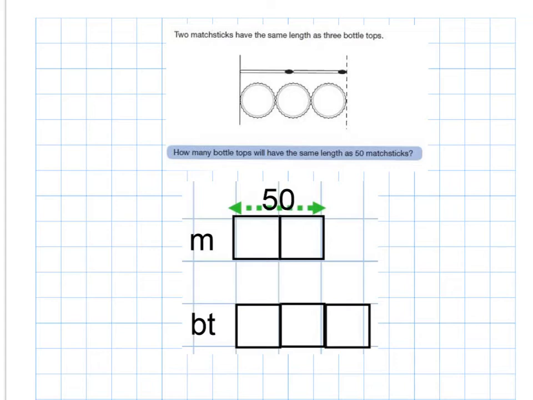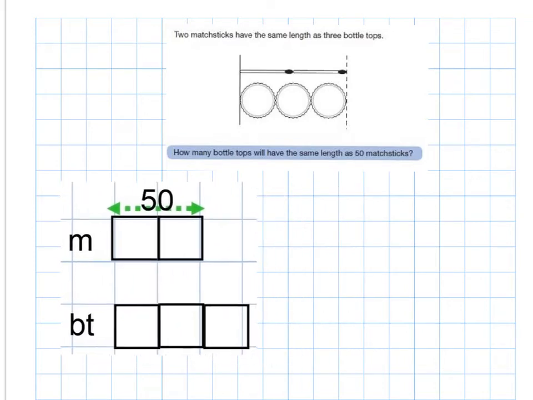Next we've got a problem. I'm not quite sure why two matchsticks have been placed out on a table along with three bottle tops, but somebody has done it. And they want to know how many bottle tops have the same length as 50 matchsticks. So if we scale this up, we could have two matchsticks scaled up to 50, then we could work out how much each one would be representing, and then we can transfer that amount down here.